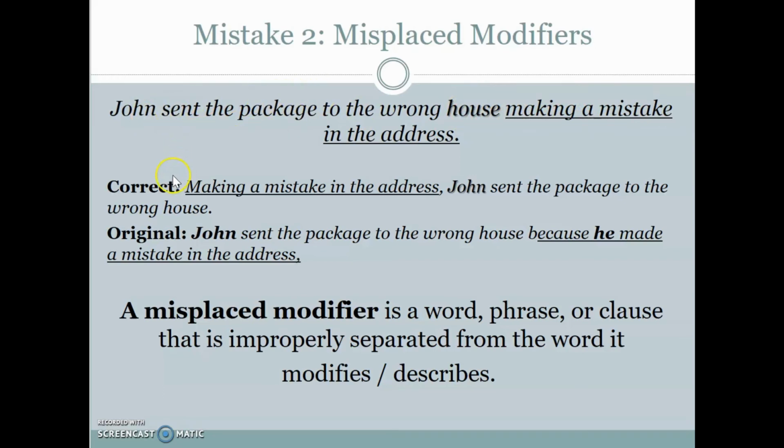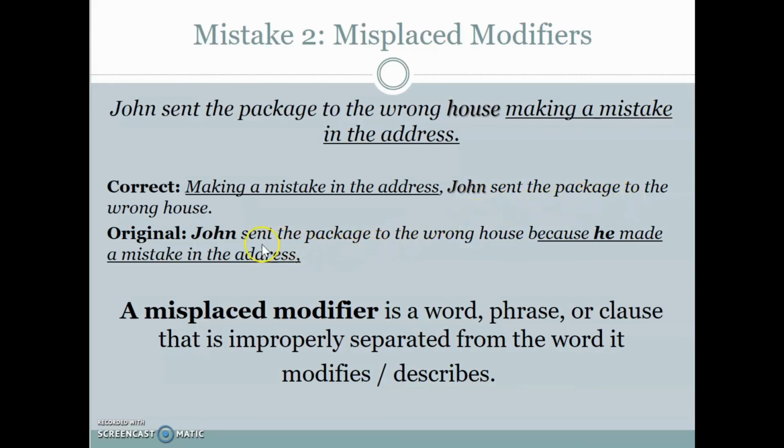So in order to fix this mistake, you simply take this modifier and you move it next to John. And you can say, making a mistake in the address, John sent the package to the wrong house. Or you can say, John, comma, making a mistake in the address, comma, sent the package to the wrong address.